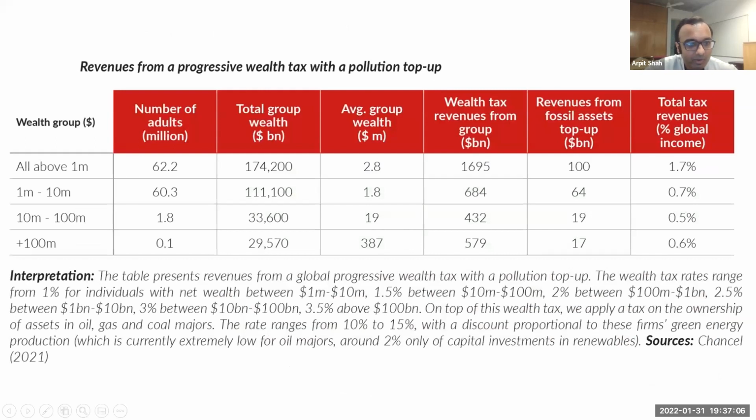I think the report also projects possible revenues from a wealth tax. I'll just highlight one number here, which is the wealth tax revenues from this entire group. They propose wealth tax percentages from 1 to 4%, depending on how much income or wealth you have. This could generate potentially $1,695 billion, which is 1.6 trillion.